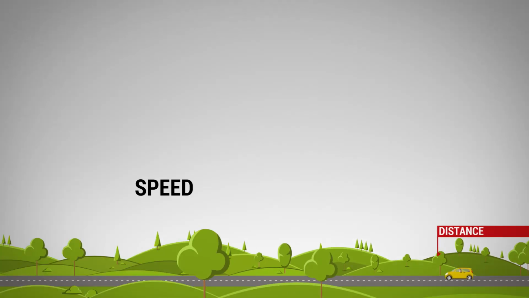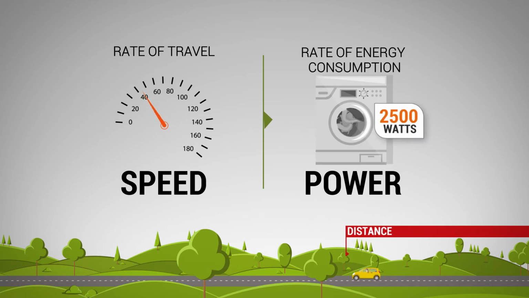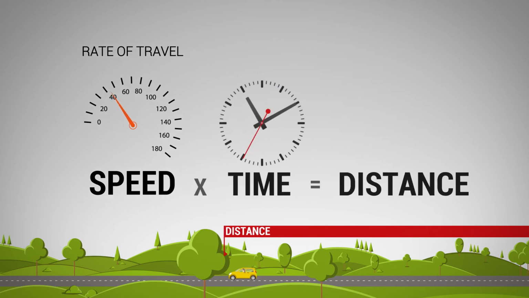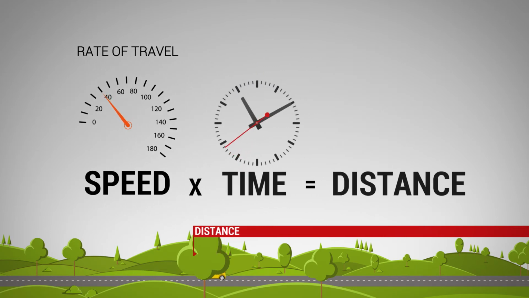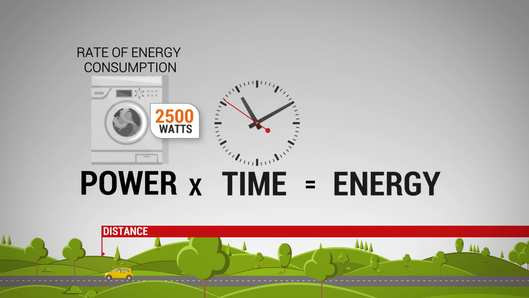Imagine you're driving a car. Your speed or rate of travel when you look at the speedometer is the equivalent of power or rate of energy consumption. But you know that looking at the speedometer doesn't tell you anything about how far you've gone. For that, you need to look at your speed over the time you've been driving. Energy is the equivalent of distance in this analogy. To understand how much energy you've used, you need to know how long you've been consuming a specific amount of power. Energy is power over some period of time.